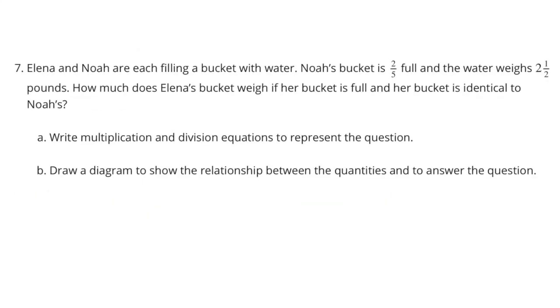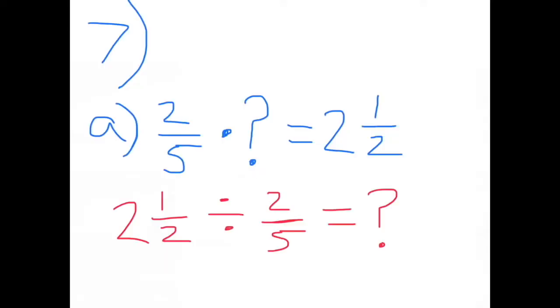Number 7. Elena and Noah are each filling a bucket with water. Noah's bucket is 2/5 full and the water weighs 2½ pounds. How much does Elena's bucket weigh if her bucket is full and her bucket is identical to Noah's? A. Write multiplication and division equations to represent the question. 2/5 times what number equals 2½? And 2½ divided by 2/5 equals what number?